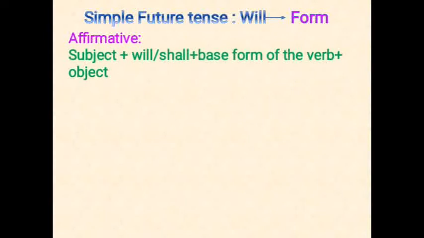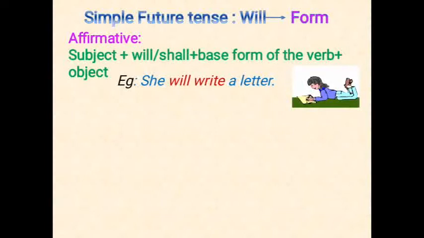So, let's now learn about the structure of simple future tense using the modal verb will. For an affirmative sentence, as we have already learned, subject plus will or shall plus base form of the verb plus object. And shall is used when you talk about the first person. Let's look at an example. She will write a letter. Here, will write is the simple future form of the verb.